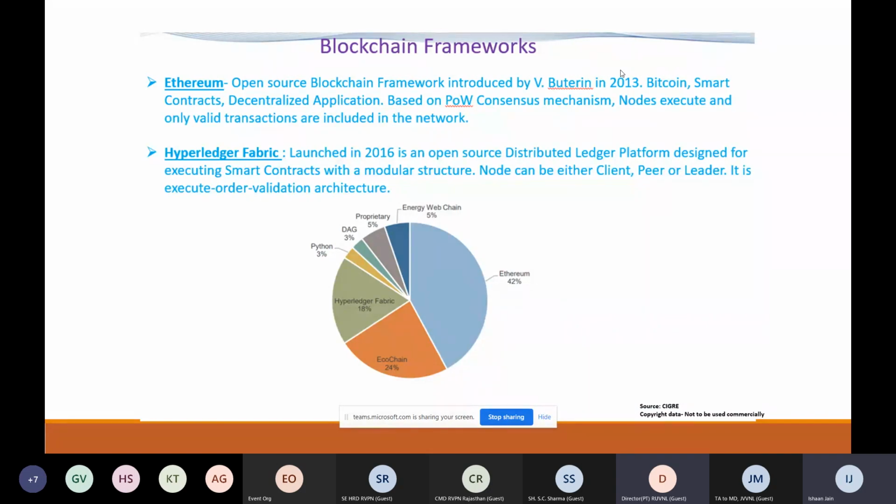And one more, you can see EcoChain, Energy Web Chain. These chains are basically open source infrastructure which has been opened to the public, and they can log in, make their account, and become a node. So the mostly used blockchain frameworks are Ethereum and EcoChain, and Hyperledger Fabric is also utilized a lot in this sector. Again, proprietary means you can have your own system, your own fabric or infrastructure. Most commonly utilized is Ethereum.